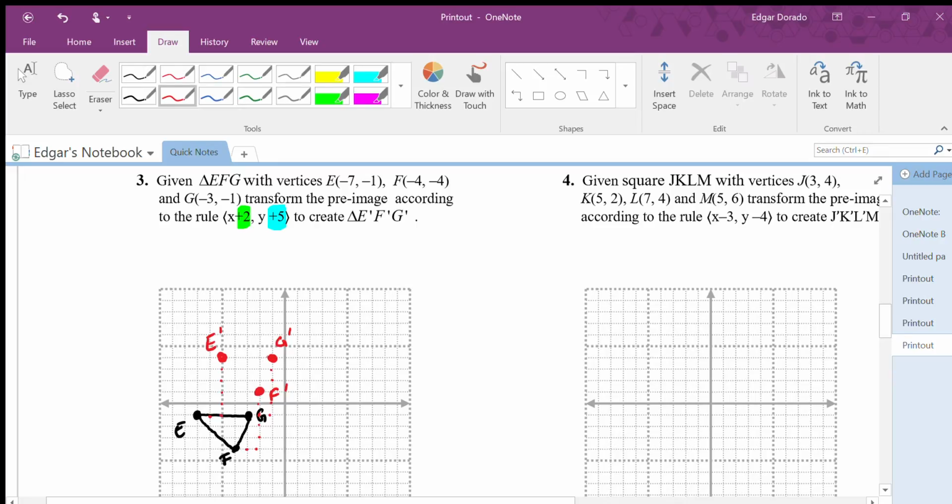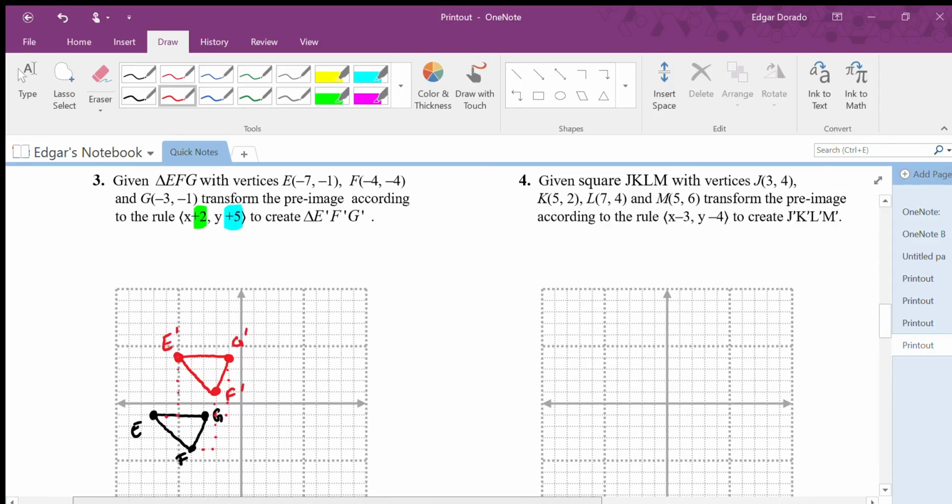All right, and I can go ahead and draw my... Alright, look at that. So again, notice my triangle looks exactly the same. The only thing now is that it translated, it moved. It kind of went on a little bit of a slide, alright? It went up 5 and to the right 2, so every single point did that.